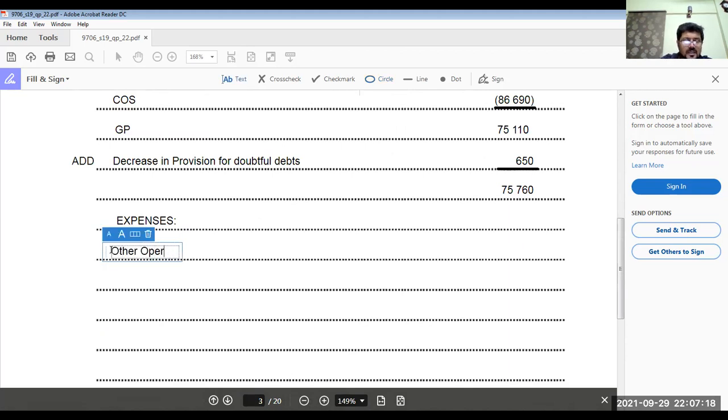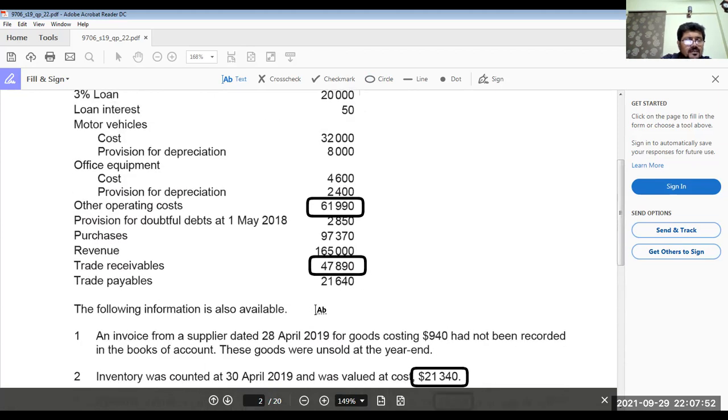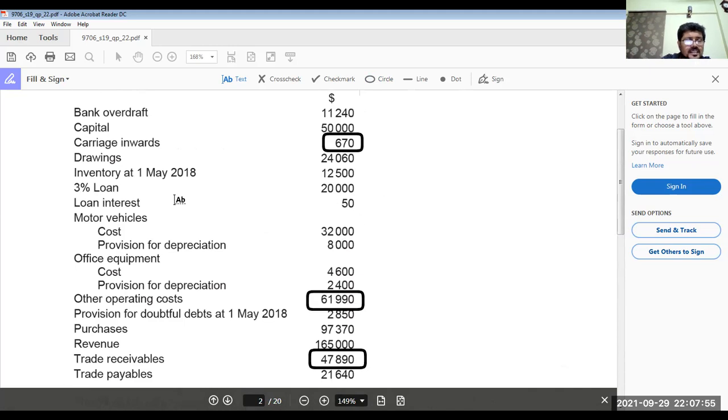And then operating expenses. How much? 61,990. Then okay. Now what next? We have loan interest. So loan interest is paid 50, but we need to know what is the actual loan interest for the year.